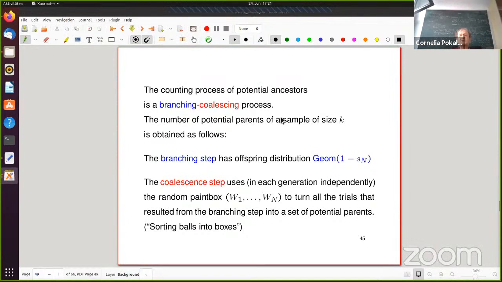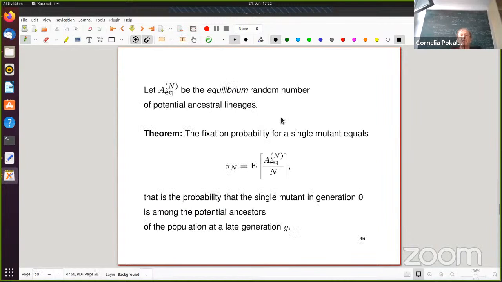And the coalescence step is a sorting balls into boxes story, right? Because we have our sum of geometrics, and these guys are then uniform in the vertical axis, right? So they fall into their intervals. And it's just like balls into boxes, and the boxes have their sizes W_i, right? And so this makes the thing a little bit delicate for the analysis of this number of lines. I will come to that in a minute.